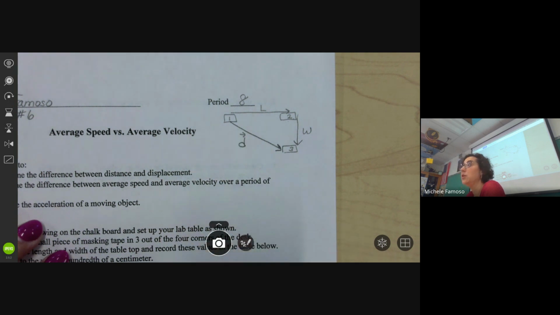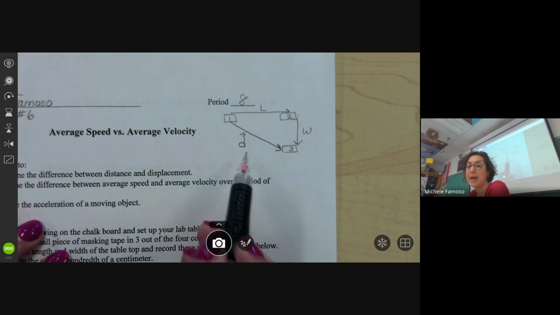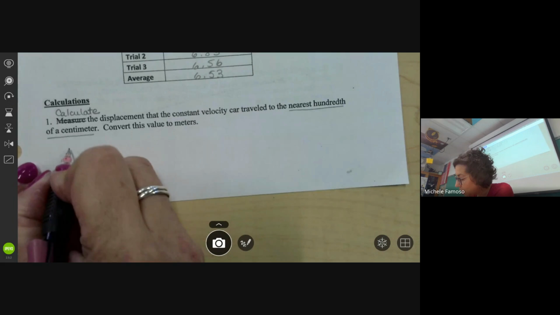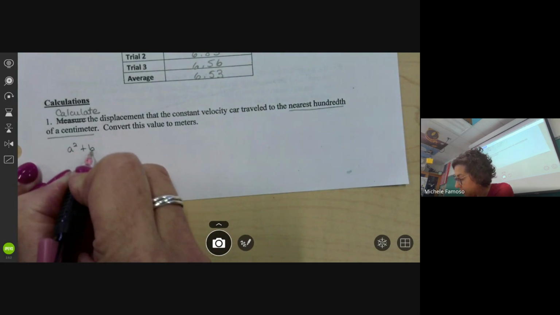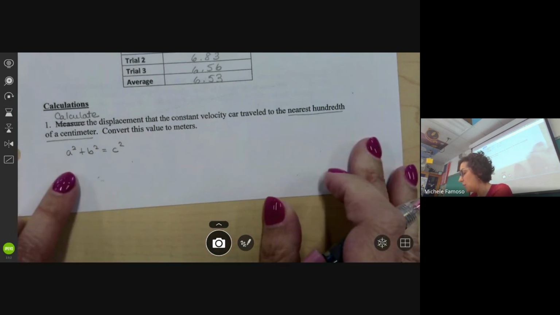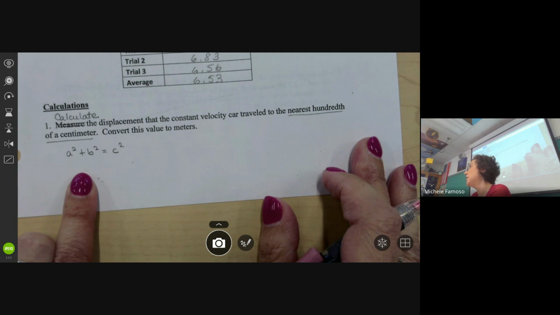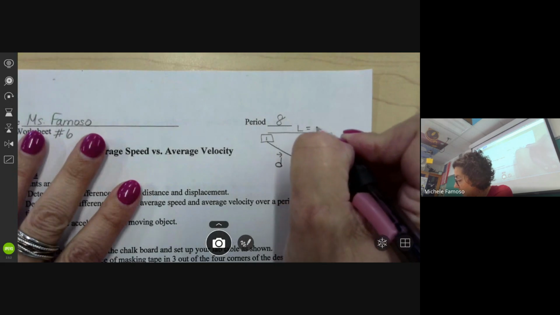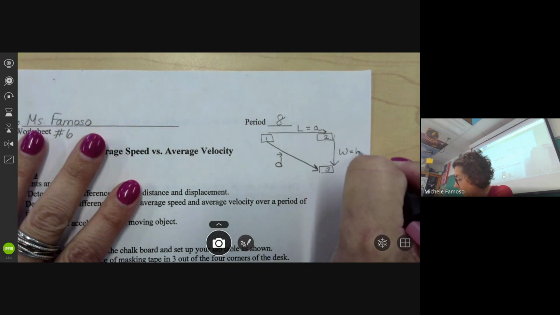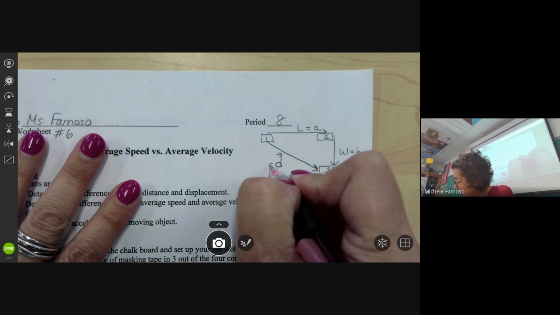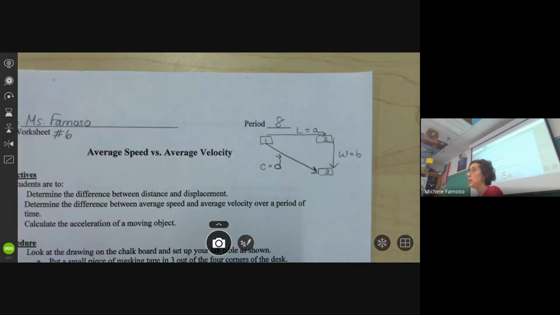This is a right triangle, yes? So there is an easy way for us to calculate that. What equation would we use to calculate the magnitude of that displacement? If you don't remember that, that is on your reference table in the geometry and trigonometry section. Now, these letters obviously don't match the sides of the triangle that we have. The length is side A, the width is side B, and the displacement is side C.